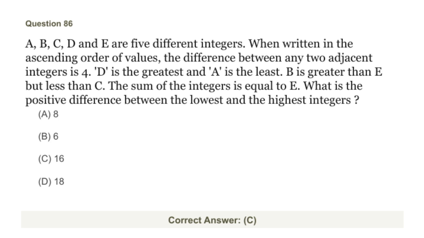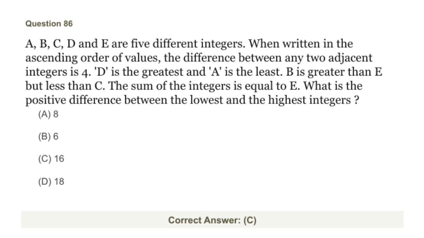Let's revisit the problem constraints carefully. Actually, the key point is that b is greater than e but less than c, and the sequence is in ascending order with equal differences, and d is the greatest, a is the least. Given that, perhaps the sequence is a, e, b, c, d, with the difference of 4 between each adjacent, or perhaps the order is different.